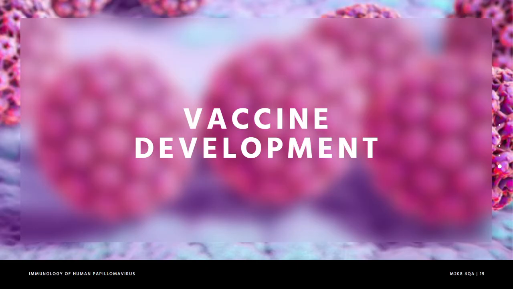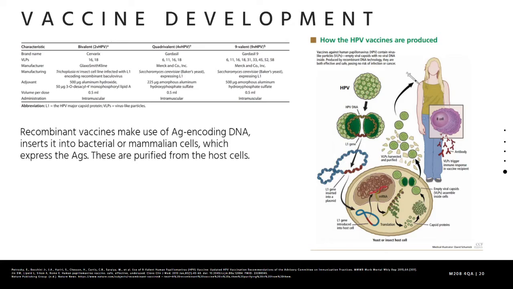At present, there are three HPV vaccines licensed for use. There's a bivalent, quadrivalent, and a nine-valent vaccine, which offers protection from at most 9 different types of HPV, including HPV 16, 18, 6, and 11. And these are recombinant vaccines produced through recombinant DNA technology.